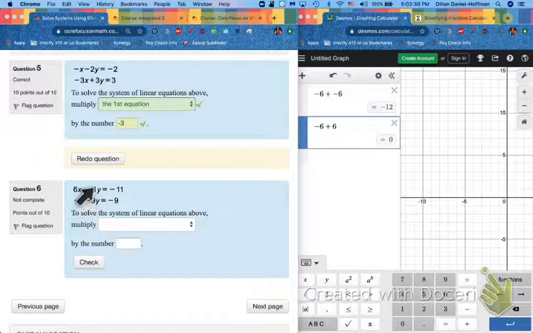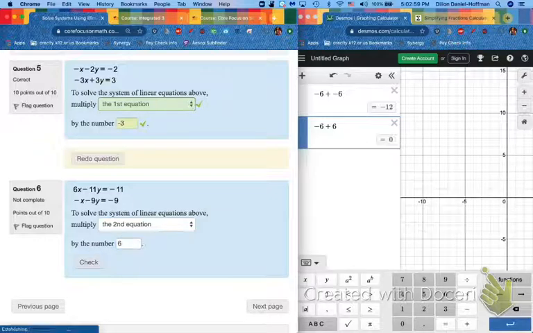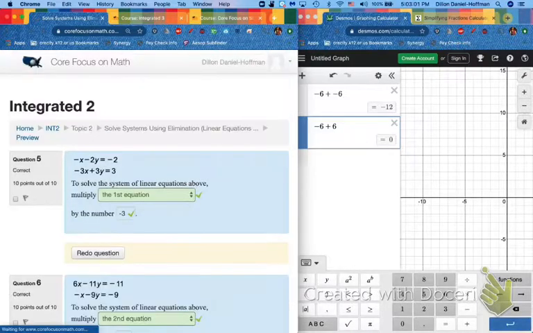Y's are 2 steps. I'd have to change one of these to a positive and then get these numbers to be the same. But x's, 6x would cancel with negative 6x. If they're already opposites, all I have to do is multiply the bottom equation. I want this to be negative 6, it's negative x, so let's multiply it by 6. I didn't have to say a negative because they were already opposite signs.